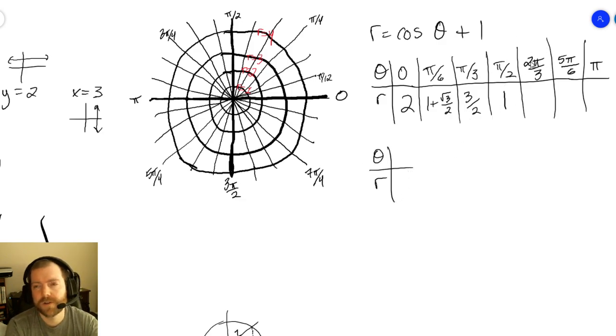All right, rest of the values. 2 pi over 3 is going to be, cosine is a negative 1/2, plus 1 is going to be a positive 1/2 now. 5 pi over 6, plug it into the cosine, is going to be negative root 3 over 2, plus 1 is going to be 1 minus root 3 over 2. The cosine of pi is going to yield a negative 1, plus 1 is going to yield 0.